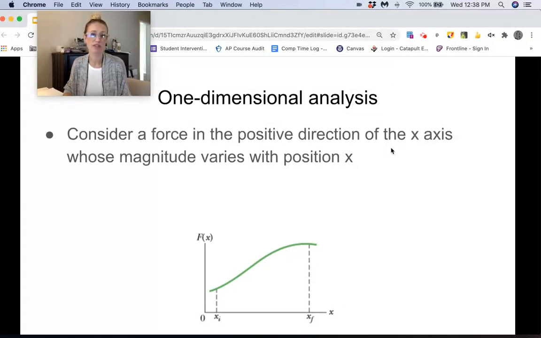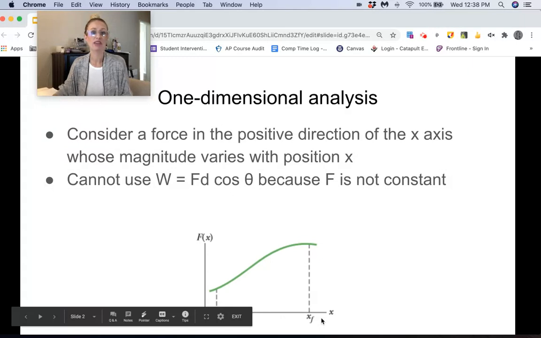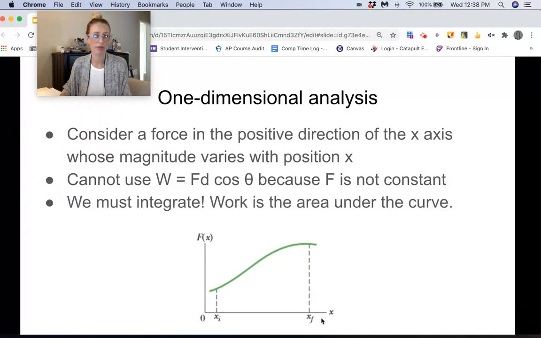If we consider a force in the positive direction of the x-axis, whose magnitude varies with position x, as we can see here, the magnitude of the force is varying as our position changes, then we can't use that equation because the force is not constant, like I said before. Instead, we're going to integrate, and work is the area under the curve.